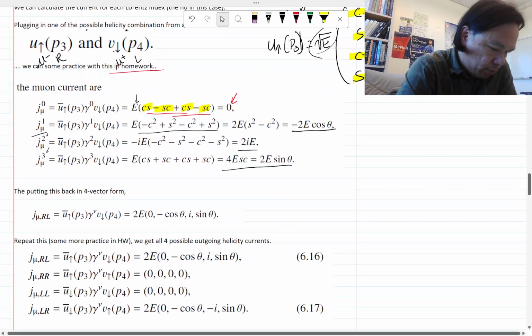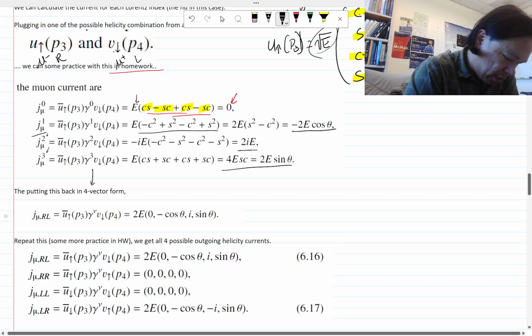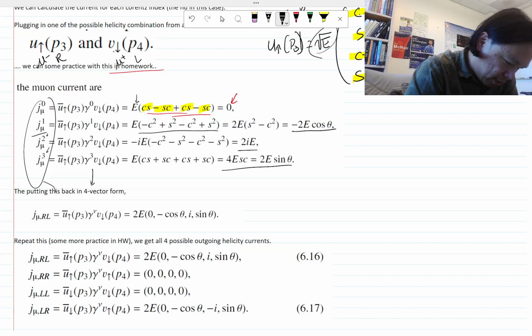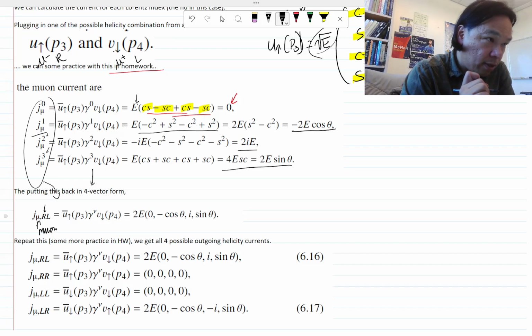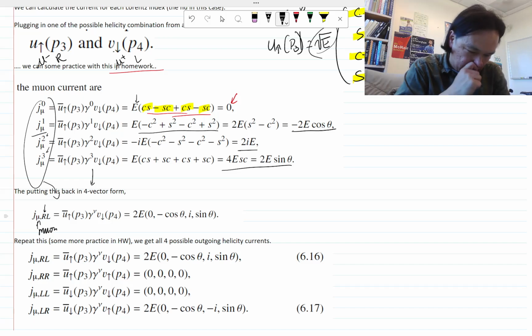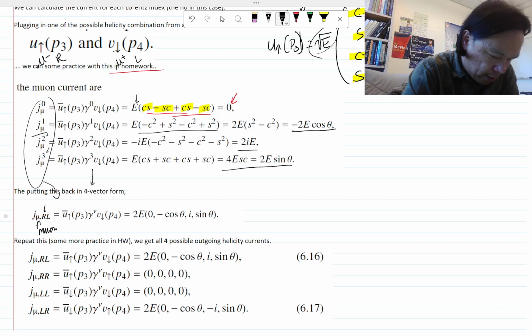So putting this all in 4-vector form, these J's, what it's going to turn out to be is that this J mu, so this mu is indicating that this is the muon now instead of the index. This is the muon that has the right-handed helicity for the particle muon going out, and then the left-handed helicity for the anti-muon going out. And that's exactly what this calculation is.